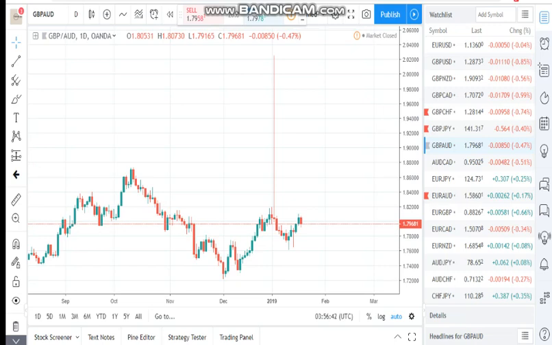This is all I wanted to show you, to explain on risk management why you shouldn't be trading two currency pairs at the same time.